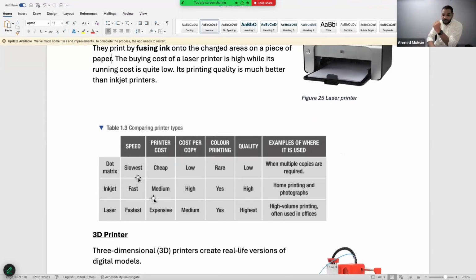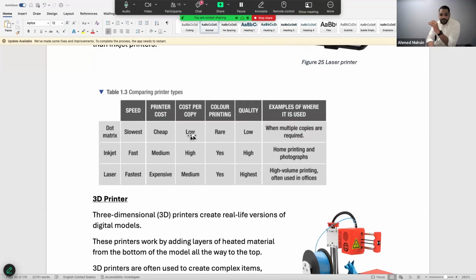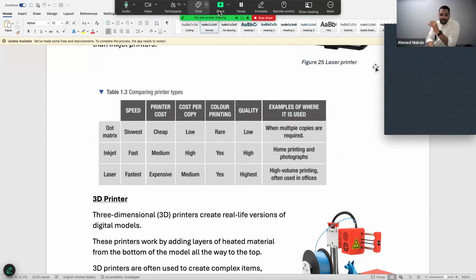Can you guys look at this table over here? What does it say over here? A dot matrix printer in terms of speed, boys, in terms of speed, it's the slowest. In terms of printer cost, it's the cheapest. Okay, it's very cheap in buying. In terms of cost per copy, it's the lowest. Okay.